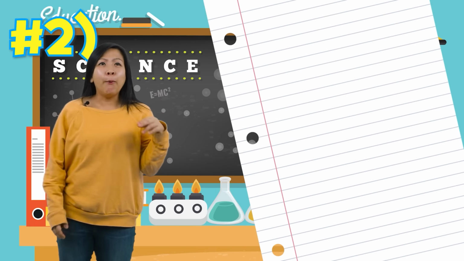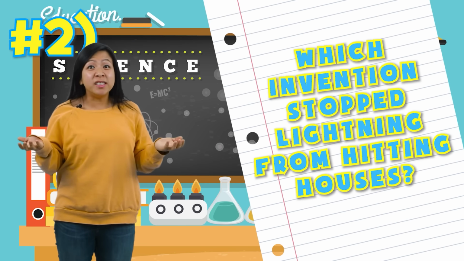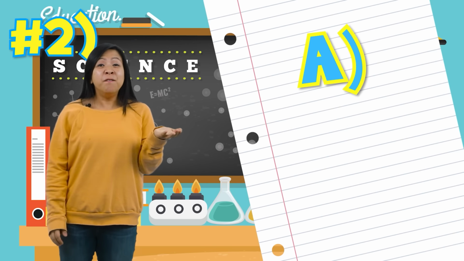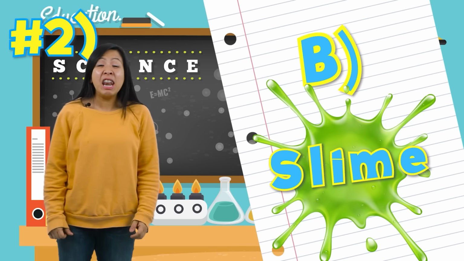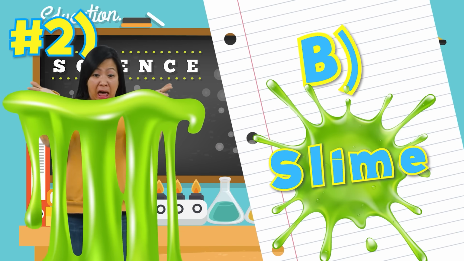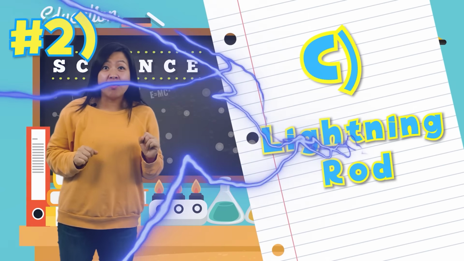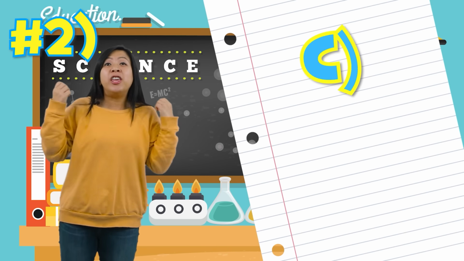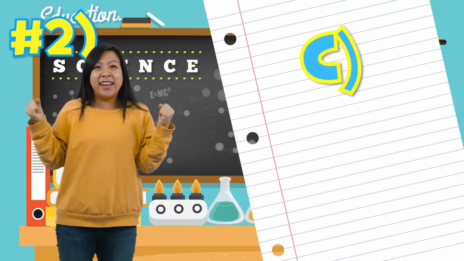Question number two. Which invention stopped lightning from hitting houses and creating fires? Is it A, video games? Or is it B, slime? Whoa! Or is it C, the lightning rod? Did you get the answer? It is C, the invention that stopped lightning from hitting houses and creating fire is the lightning rod.